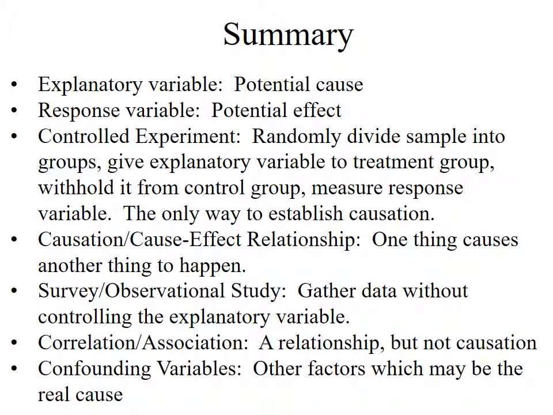On the other hand, if I've got a survey or observational study, I'm not controlling, I'm not forcing this upon this group and taking it away from that group. Instead, I'm measuring them. I'm gathering data. It's good data. It's useful data, but I'm not controlling this. So as a result, from a survey or observational study, the only thing I can get out of it is an association, a correlation. There's a relationship here, but I don't know whether this thing causes that thing or that thing causes this thing or some other thing causes both of them to happen.